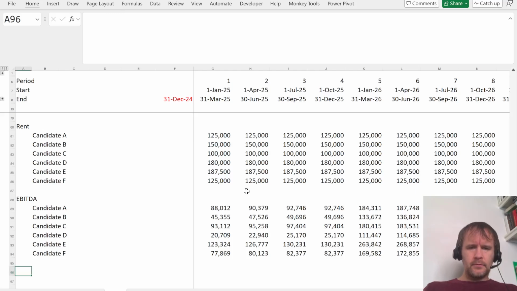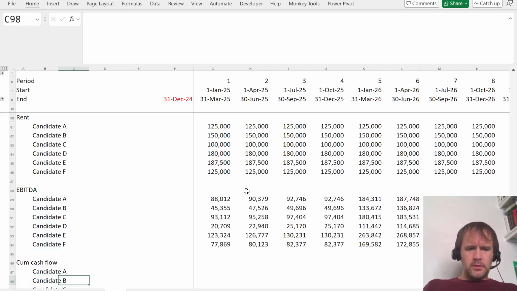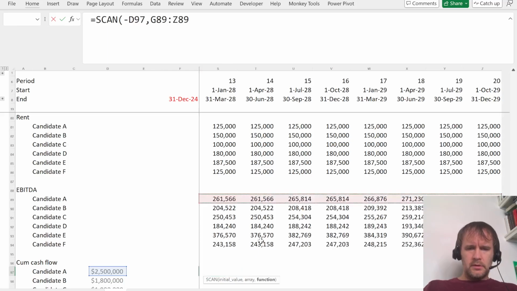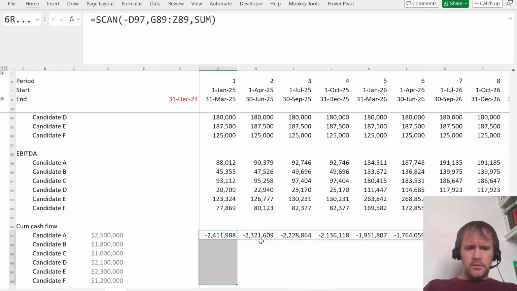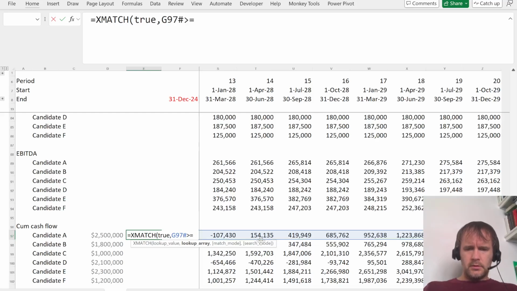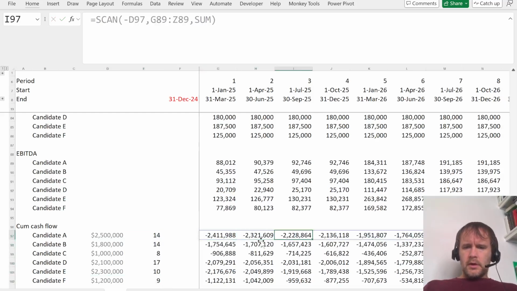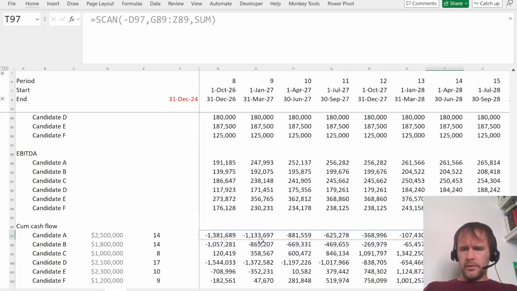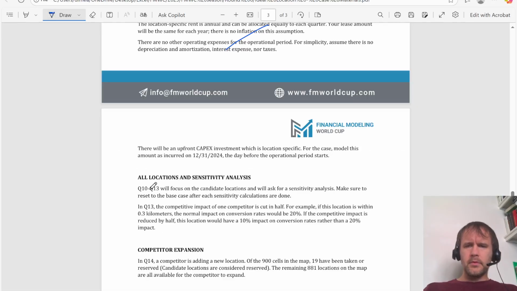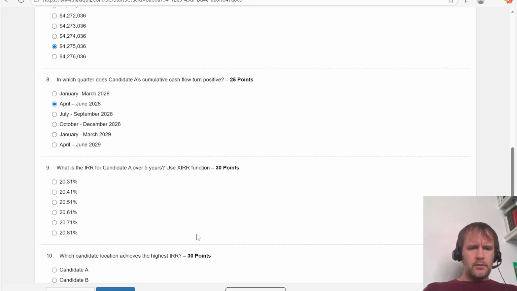Okay. So, cash flow. And let's go get the CapEx, it's here. So it should be scan of this minus scan of this, and sum. And then I want XMATCH true against this greater than or equal to 0. So it asks which period, and the answer is Q2 28, April to June 28. No, it's fine. The IRR for candidate A over the 5 years.